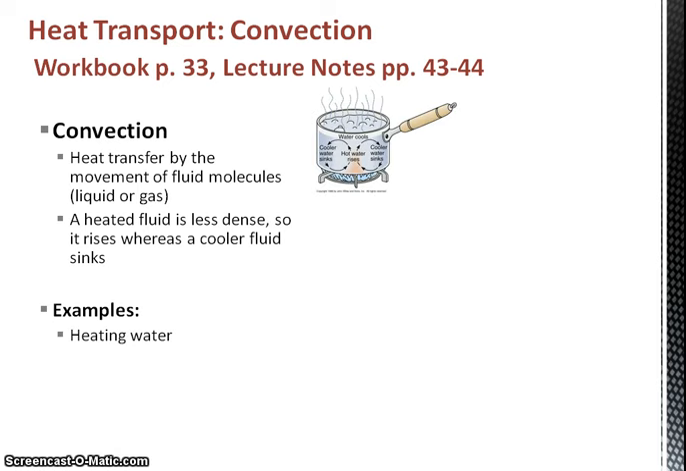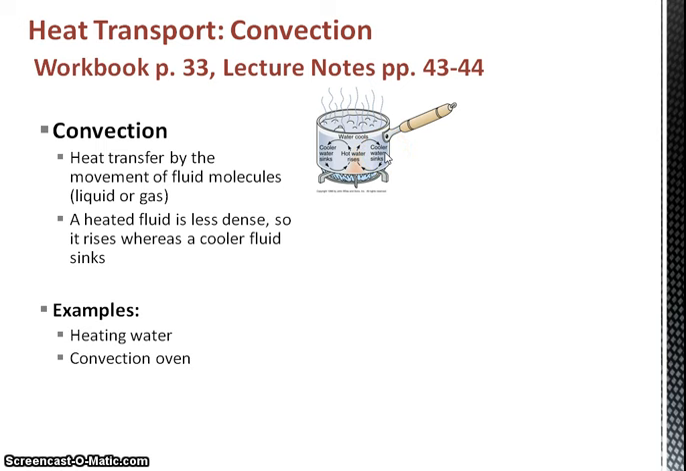For example, if you're heating water in a pot on a stovetop, what's going to happen is that from convection, the water down here is going to get heated and it's going to rise up because it's less dense, and then cooler water is going to sink down, and you get what are called convective currents inside that pot just from the movement of the fluid.